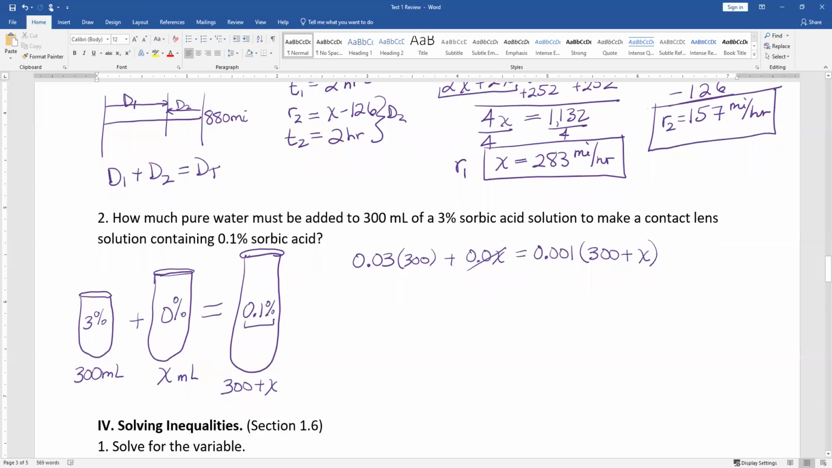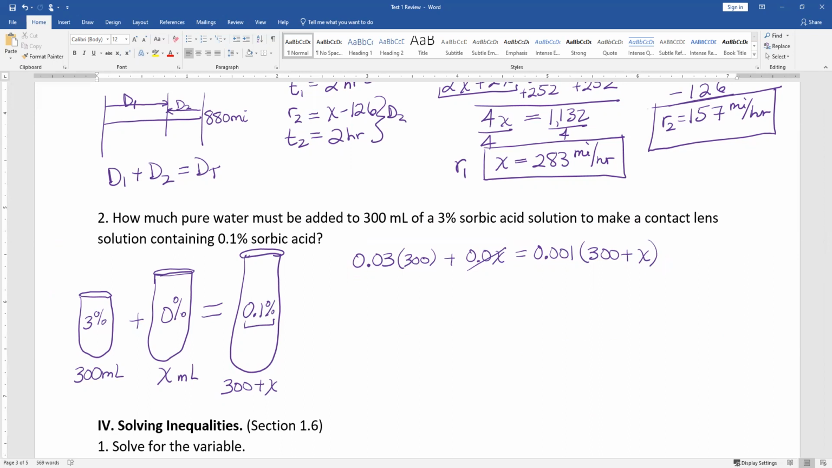What do you want to do? You want to get rid of the decimals? We really need to get rid of the decimals. All right. The good news is that this is essentially just 0.03 times 300 equals 0.001 times 300 plus X. So now we can solve for X. But we've got to multiply the whole thing. You're just going to be multiplying by 300. Eventually you'll still have a decimal. So you want to do it without? Yeah. Okay, we can do that.